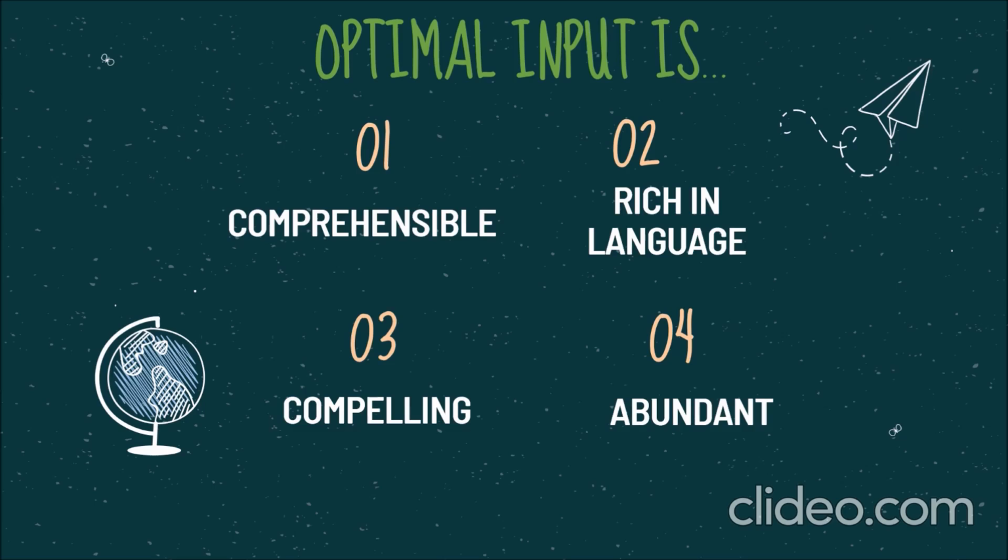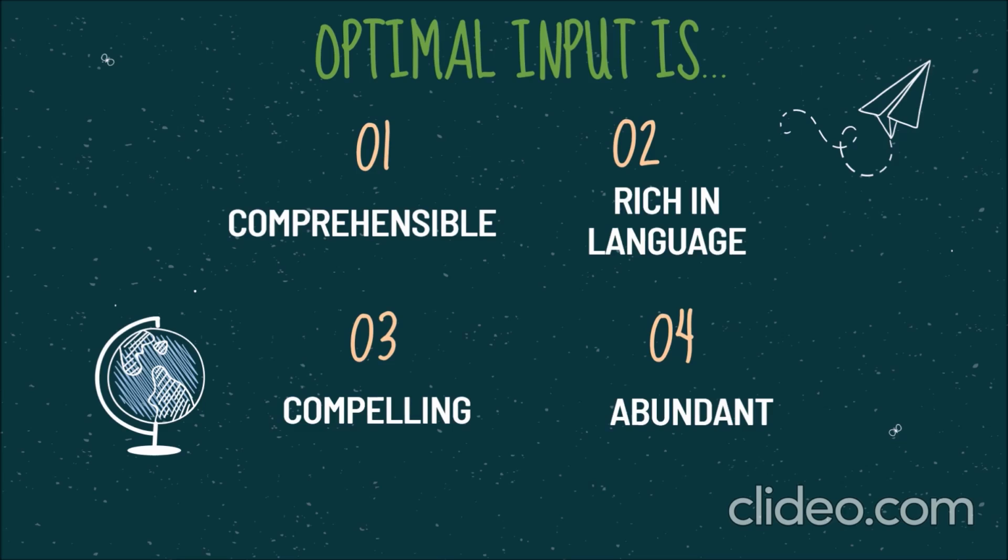Number 3. Optimal input is compelling. It has to be interesting, so interesting the learner almost forgets it's in another language due to being so focused on the message being transmitted. The fact that most people learn English by consuming their favorite English entertainment media supports this assertion. The acquirer must have a desire to know what is being said, which works as a motivation to understand the message.